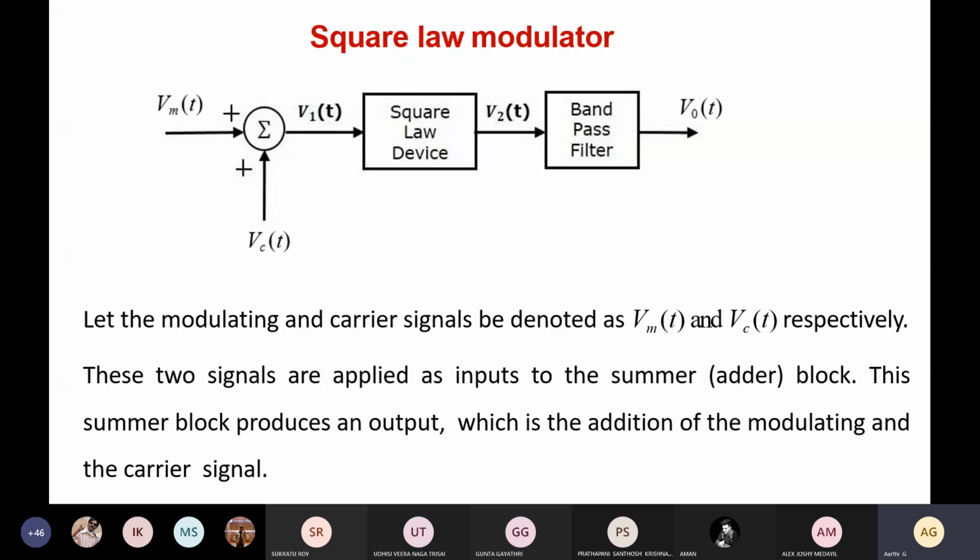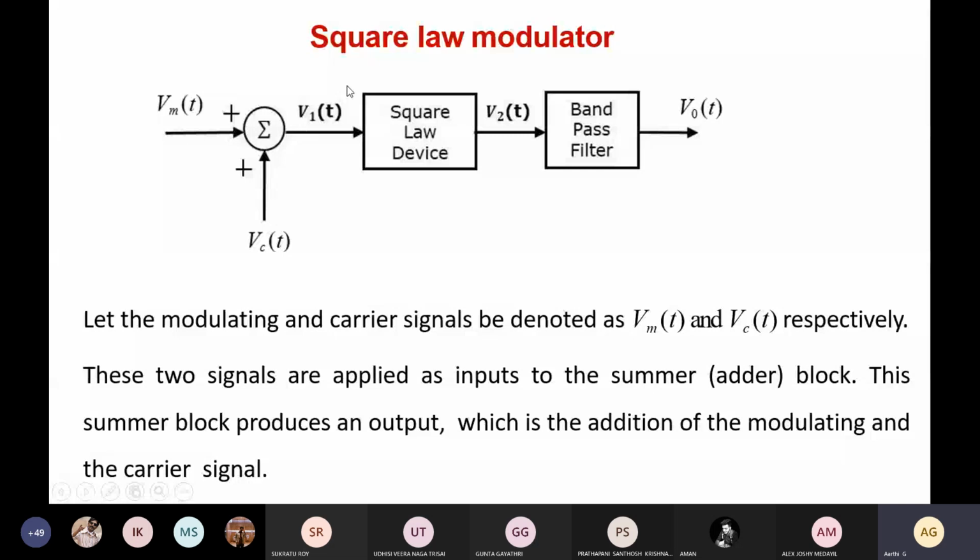So the first example is square law modulator. The modulating signal and the carrier signals be denoted as Vm of t and Vc of t respectively. So we are taking the instantaneous value of the message signal and the carrier signal. These two signals are applied as inputs to the summer. So here we are going to add both these signals and the output is going to be V1 of t. So V1 of t will be the sum of Vm of t plus Vc of t.